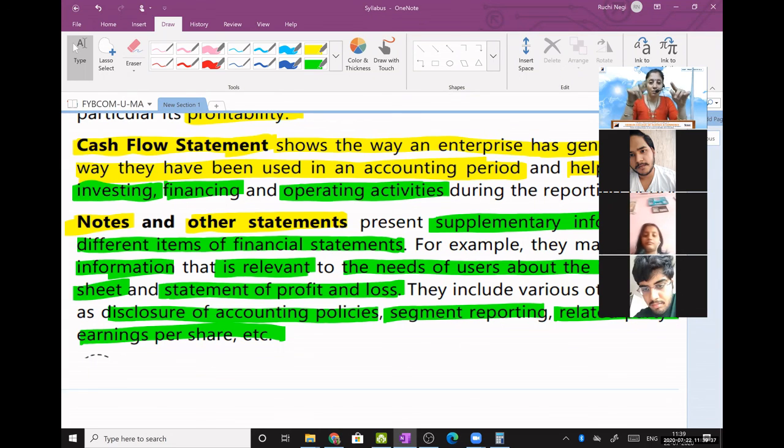Okay. If possible, in the next lecture, I will show you one company's balance sheet, and there I will show you what is notes to accounts. They write it right below the balance sheet. Okay, that is notes to accounts. Am I clear to everyone? Do you have any doubts? Is the concept clear to everyone?